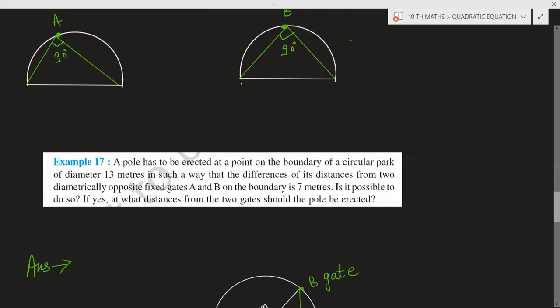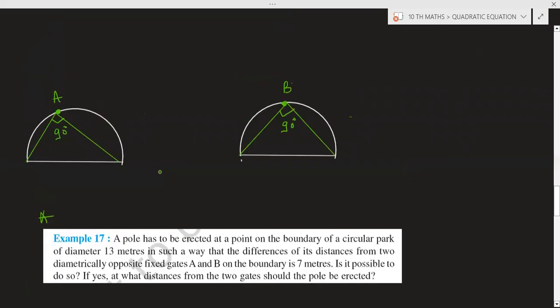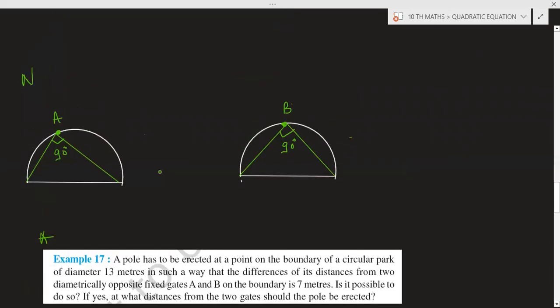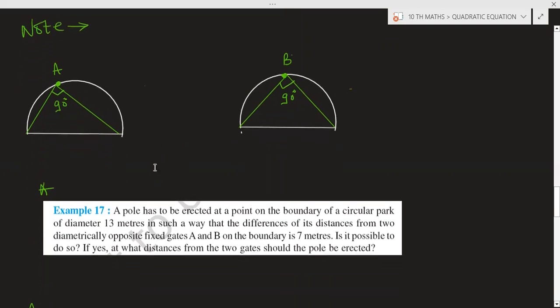So I will say this is a good question. For this, you have to remember this property. Please note down. There is no requirement to write down the question, because you will already have it in your NCERT.